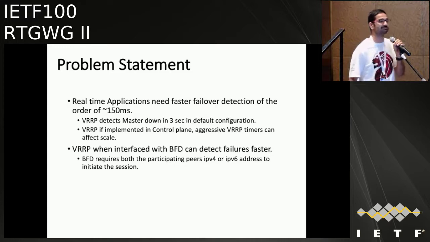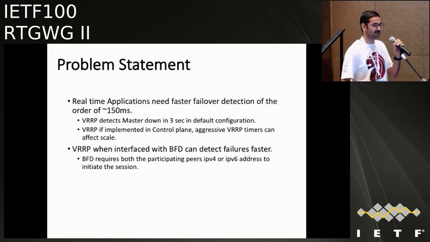this draft was meant for, if you see nowadays in the data centers and other worlds, the VRRP detection usually goes with sub-second timers. So if we implement VRRP in the control plane, those sub-second timers become a bit aggressive and they can cause CPU delays and all those things. So if it uses BFD, which is meant to serve that purpose, then we can move forward.